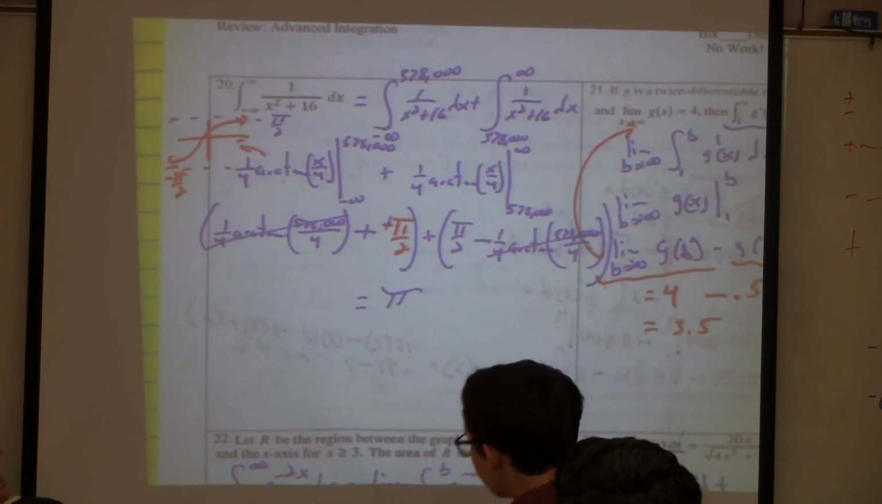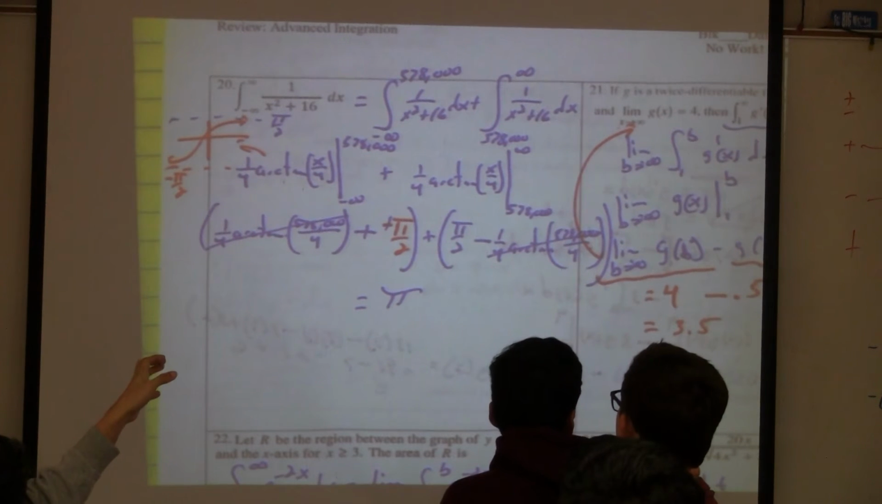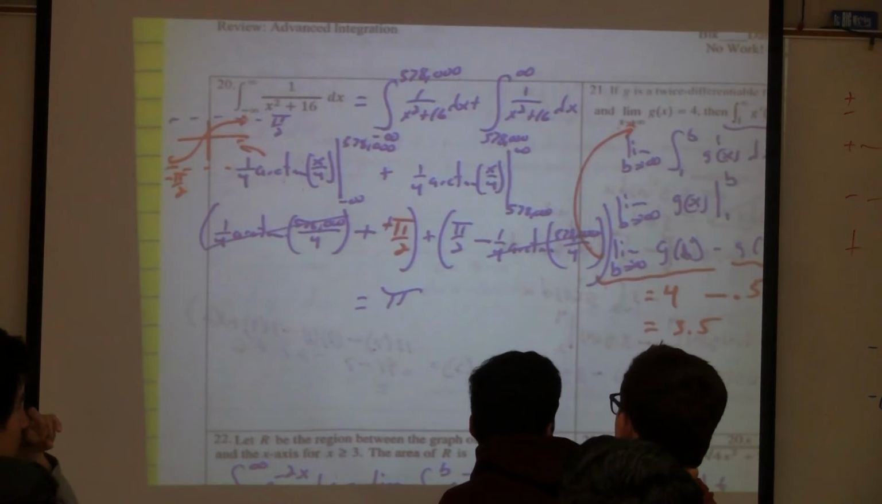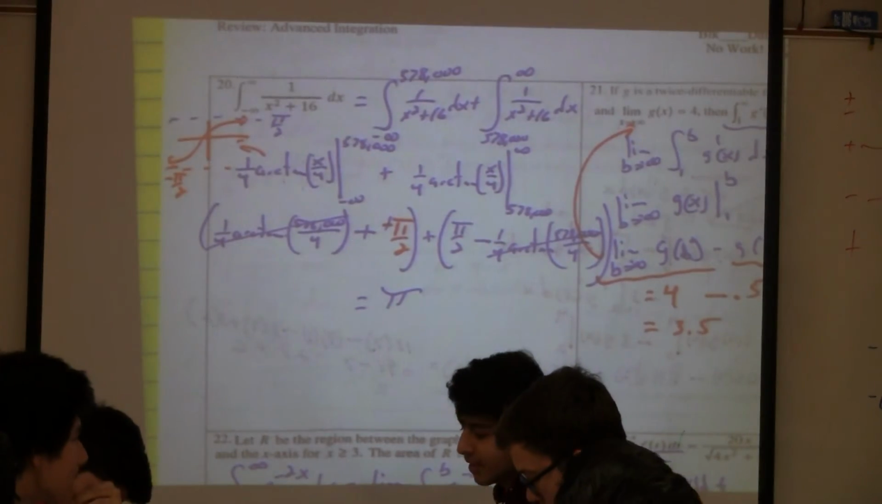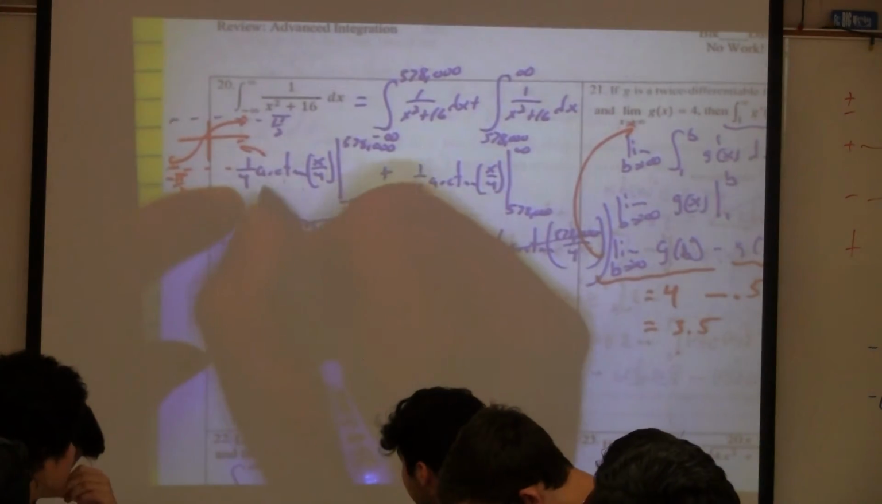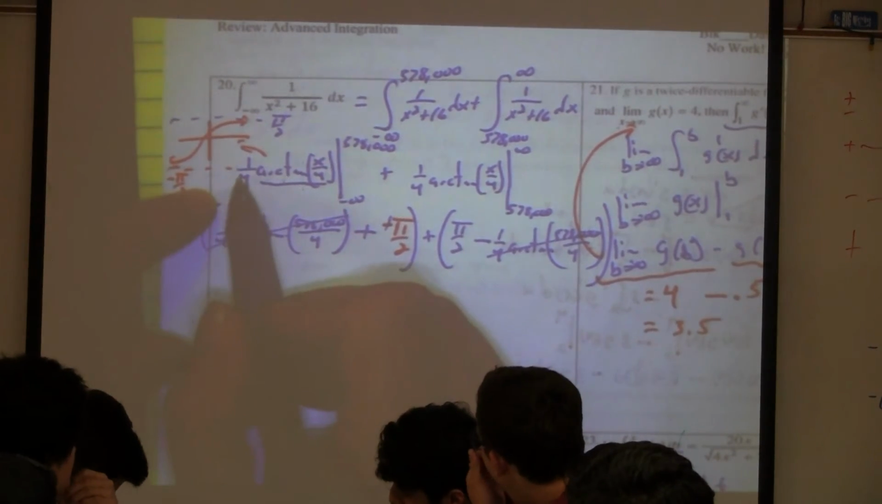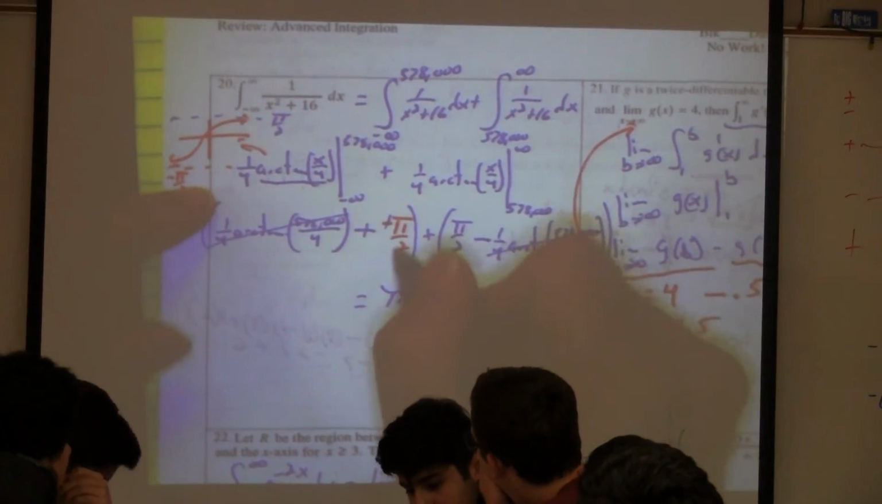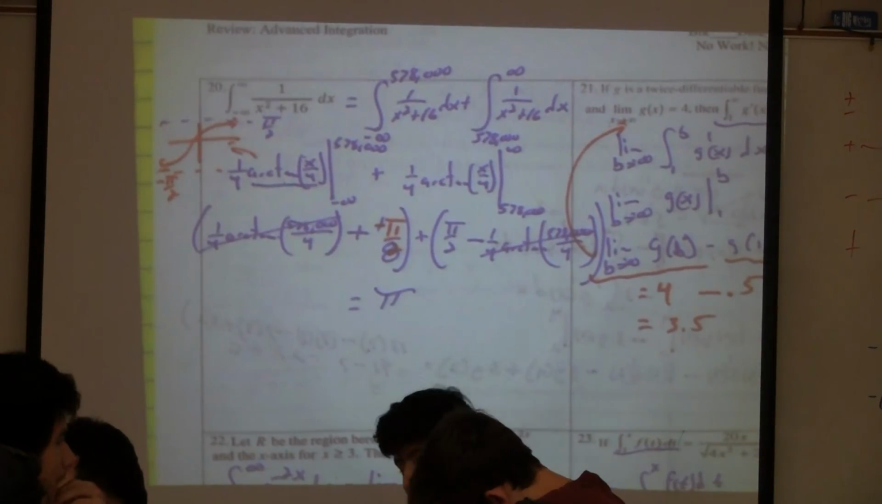Wait, no. You forgot to multiply. It's 1/4 arctangent. Oh, we messed up. Because this part right here is negative pi over 2, times the 1/4. So it's really pi over 8, right?